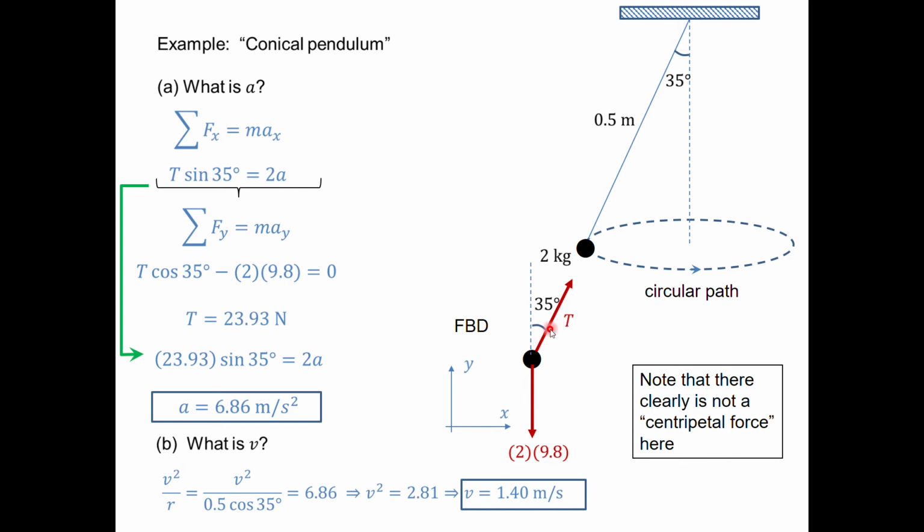The tension of the string is not pointing along the direction towards the center of the circle, and neither is the weight force. It's only the combination of those two. If we add those two vectors, they should add to exactly a force that points toward the center of the circle at that particular time.